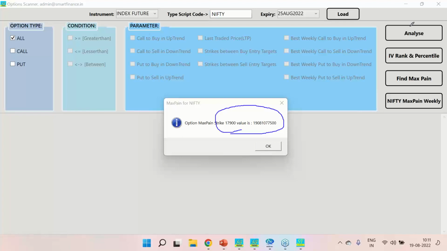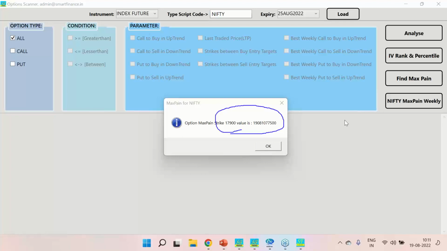Please tell me quickly. If 17,900 we are going to have an expiry on 25th of August, then what we should do? Now we have seen IV rank and IV percentile. There I told you short straddles, short strangles are beneficial. Now Max Pain is saying that 17,900 is going to be the max pain. There the expiry is going to happen. So what strategy should we initiate?